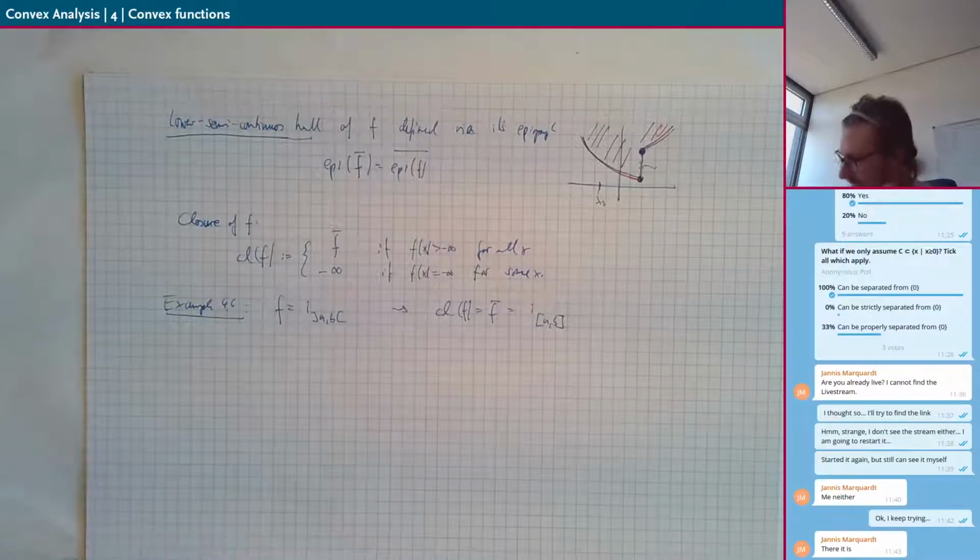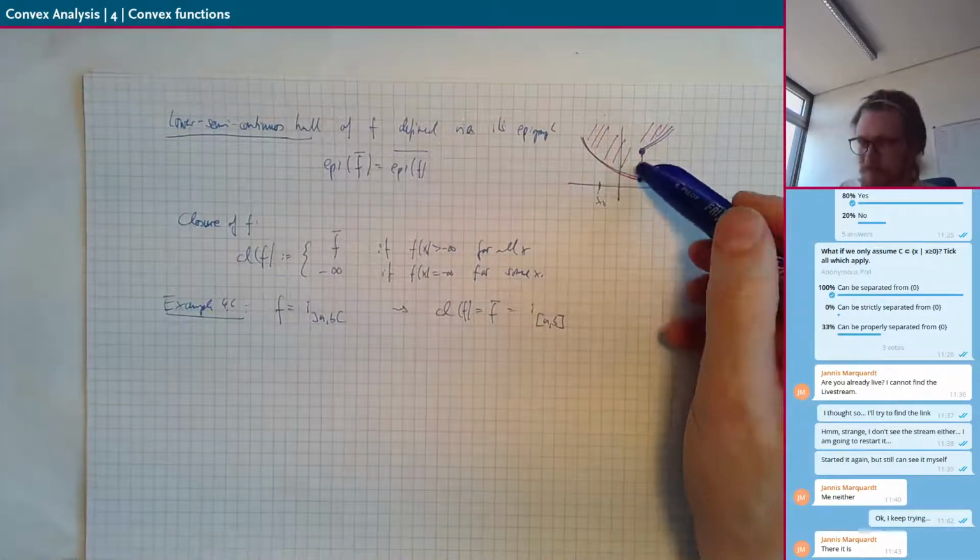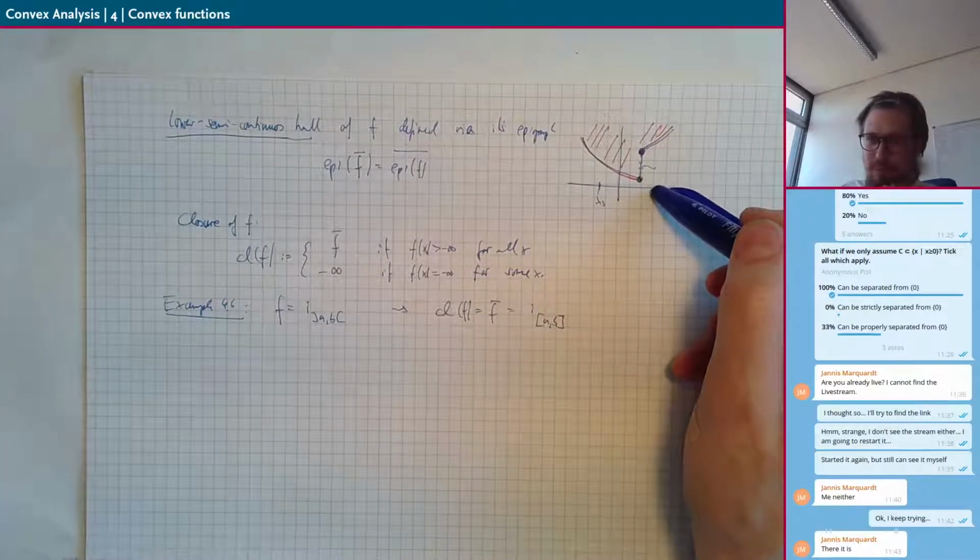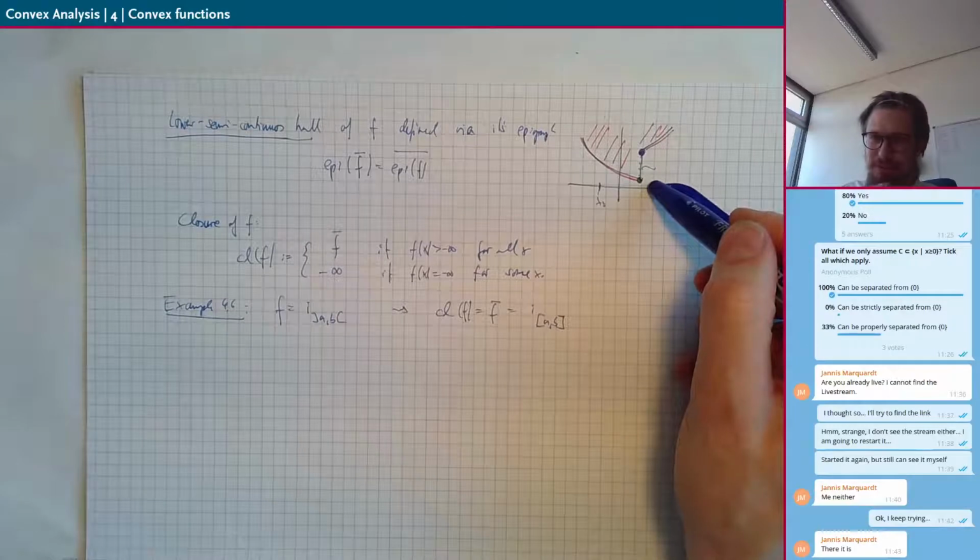Intuitively, what does the lower semi-continuous hull do? At all of the jump points, it puts the function value as small as possible without destroying the lower semi-continuity.